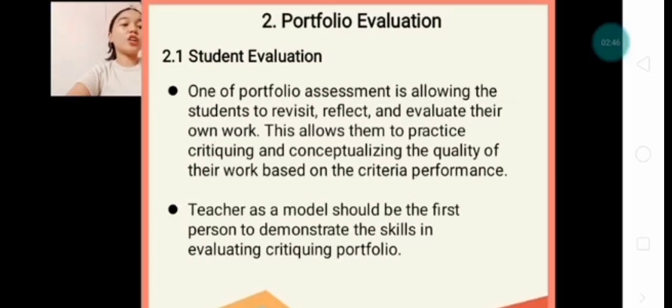Student evaluation means the students themselves evaluate their own work. Student evaluation in portfolio assessment allows the students to revisit, reflect, and evaluate their own work. This allows them to practice critiquing and conceptualizing the quality of their work based on the performance criteria.